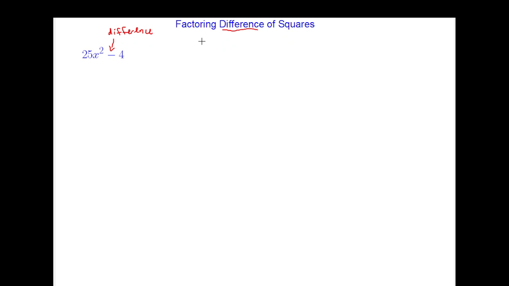And it's a difference of squares because each one of the terms, the first term and the second term, can be written as perfect squares. So for example, we could rewrite 25x squared by taking the square root of that whole term, rewrite that as 5x all squared. So if I take 5x and square it, 5x times 5x would be 25x squared. And then I can also write 4 as a perfect square, so that's just 2 squared.